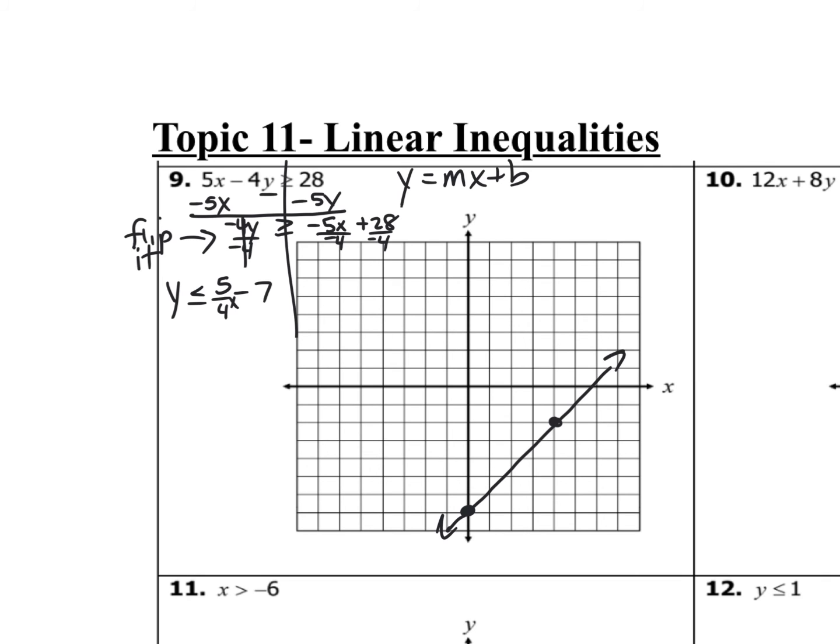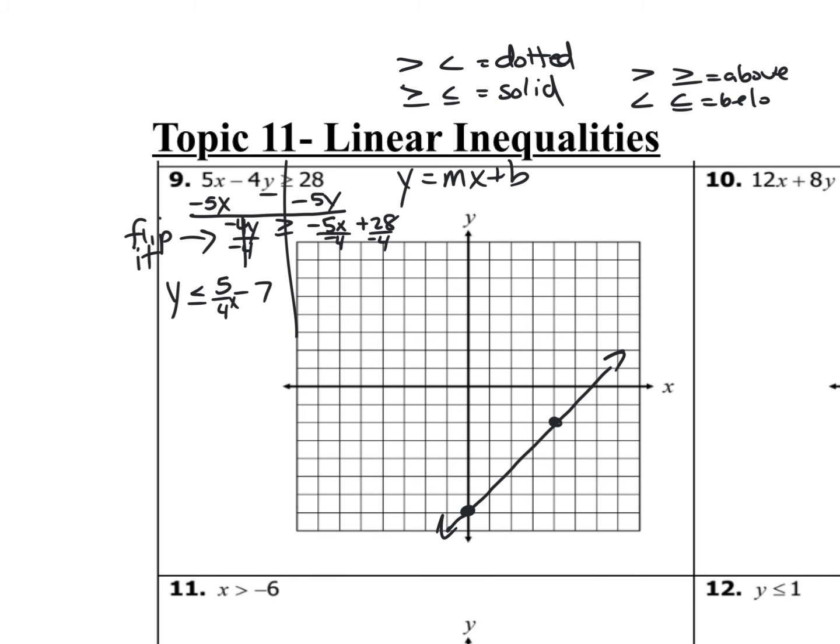Okay. Greater than, less than is dotted. Greater than or equal to, less than or equal to is solid. Greater than or equal to, you shade above. Less than or equal to, you shade below. All right, so here we go. This was less than or equal to, so below. So all the solutions are in there.